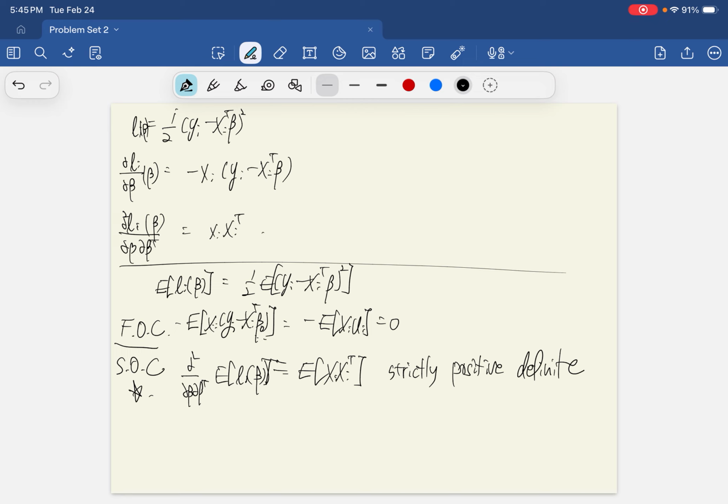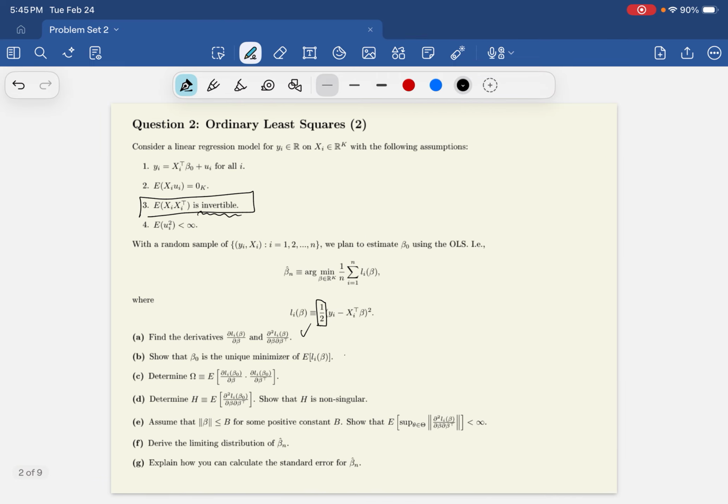So beta 0 satisfies the first order condition, right? It is either a maximum or minimum, or local minimum or maximum. Together with the second order condition being strictly positive definite, beta 0 should be the unique minimizer, right?